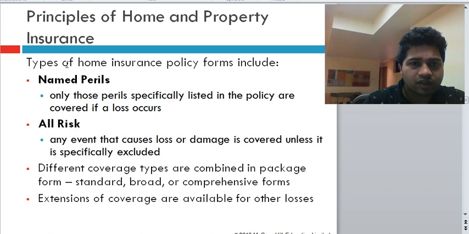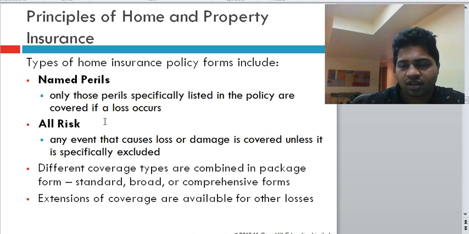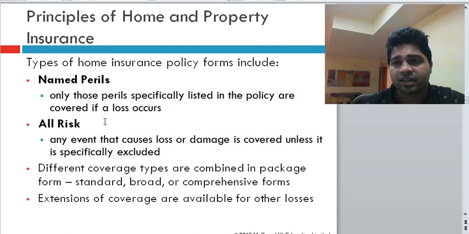Types of home insurance policy forms generally include named perils and all risk covers. So there are two forms: named peril insurance and all risk cover insurance. Named peril insurance means only those perils specifically listed in the policy are covered if the loss occurs. So the house would be covered only when there is a fire, or whatever else is listed, when there is a burglary, when there is some violent crime, when there is theft, etc.